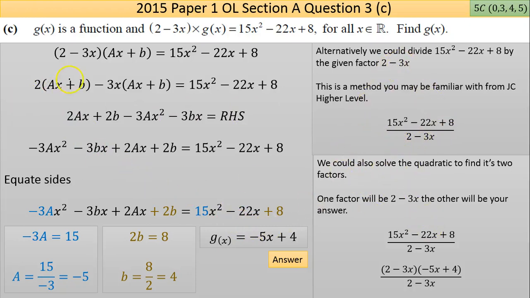I'm going to go through just 3 different methods here. Now, this first one we're going to go through is not the one I would actually use. It's not the way I'd probably approach it, to be honest. I probably would have solved the quadratic and found the 2 factors. But I'll go through it in detail.